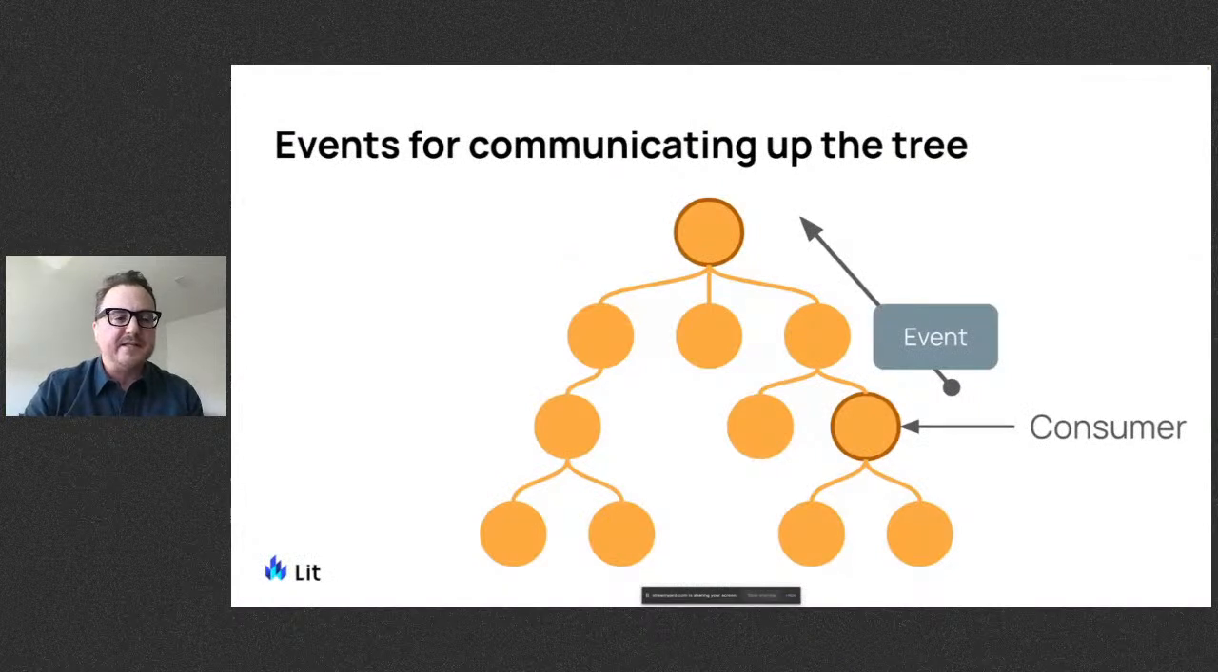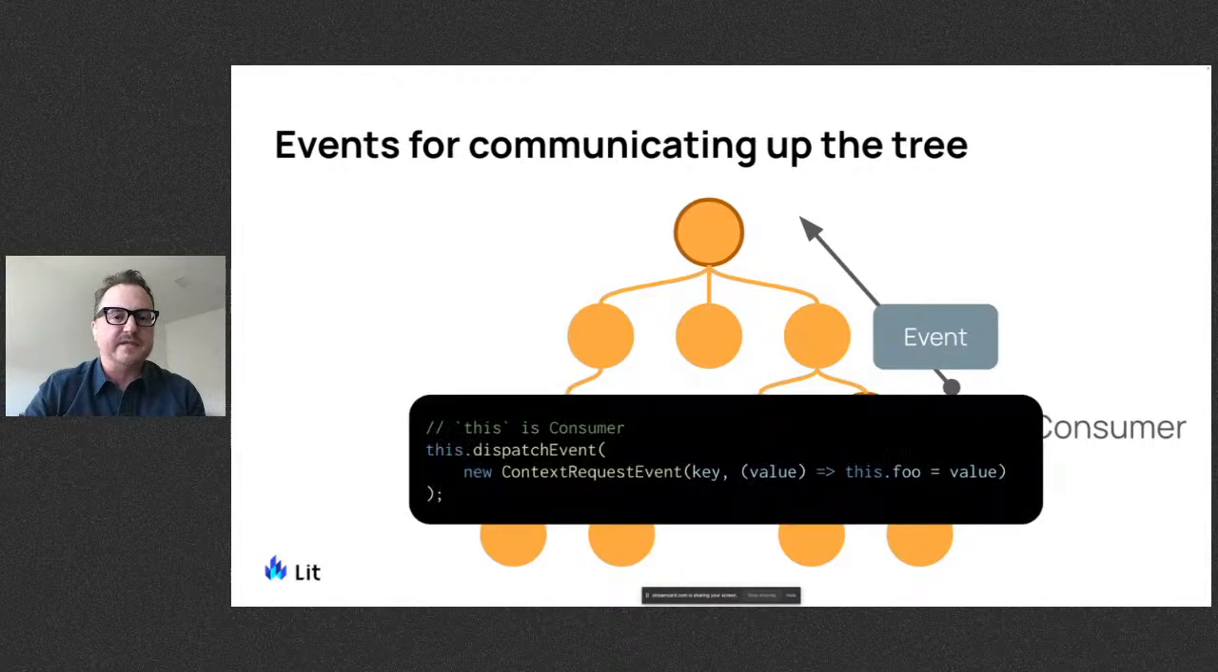So the main thing that context uses is an event pattern for being able to request items from above you in the tree. So the way that system works is we'll have a consumer and it wants to get a value. So it'll fire an event, and that might look something like this. It's just going to use a standard API to dispatch an event from the DOM. And then we have an event subclass here called context request event. That's going to take our context key and a callback so that the value can be provided to the consumer.